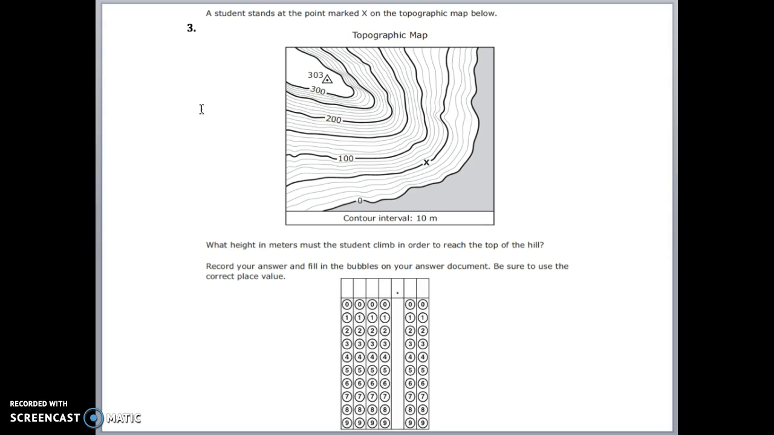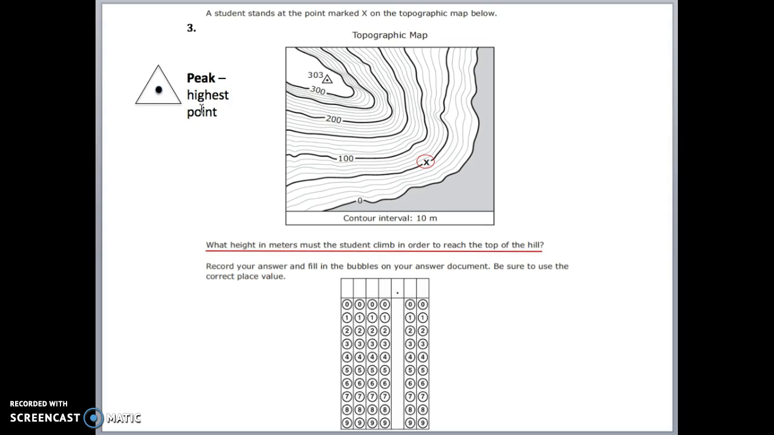Number 3 says a student stands at the point marked X on the topographic map below. X is located right here on this contour line. What height in meters must the student climb in order to reach the top of the hill? And we have another griddable so you guys can get some more practice on answering these griddables.